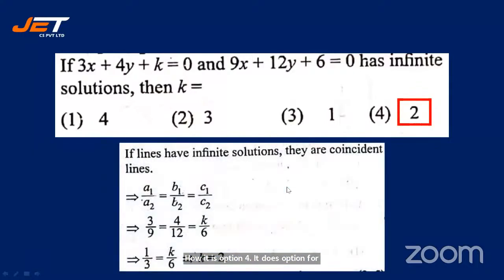If lines have infinite solutions, they are coincident lines. So A1 by A2 is equal to B1 by B2 is equal to C1 by C2. Right? So coefficient of x is 3 by coefficient of the other x is 9, plus B1 by B2, coefficient of y, that is 4 by the next one, coefficient of the other y is 12, which is nothing but C1 by C2. Right? So C1 is k and C2 is 6. Just cross multiply and find the value of k. Is it clear? Yes. See the next question.